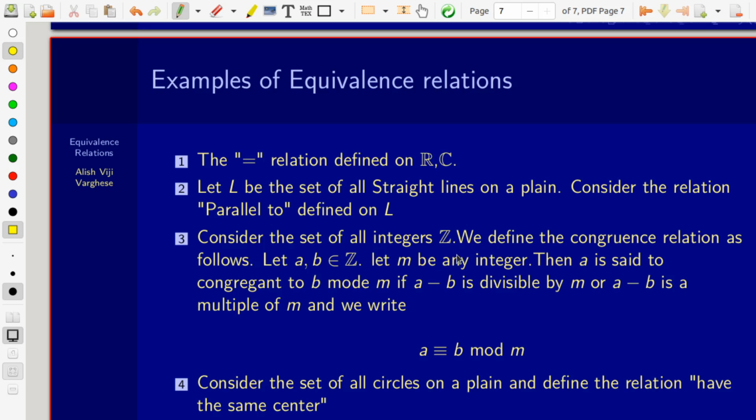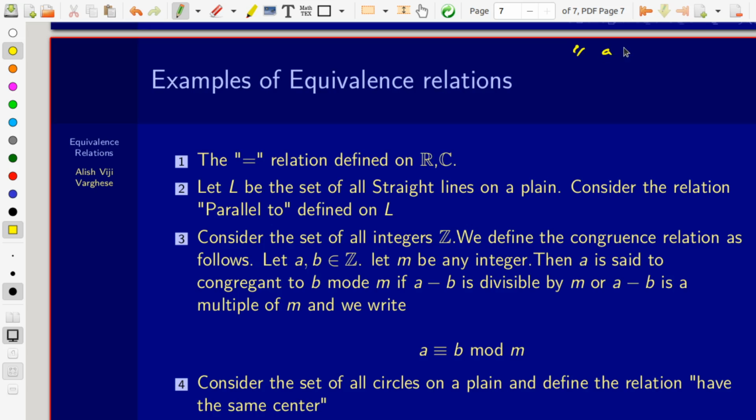Then here we have a number of examples of equivalence relations. The most common equivalence relation is the equal to relation defined on any set. It can be the set of all real numbers, complex numbers, set of all matrices, set of all n-tuples, set of all ordered pairs (x, y) on the xy plane, or set of all polynomials, anything. The relation equal to defined on such sets will form an equivalence relation. So the proof is very simple.